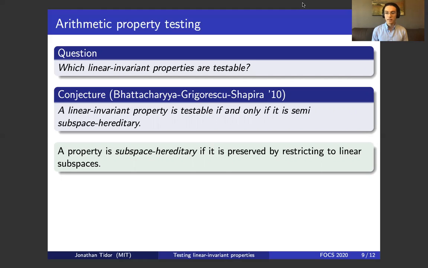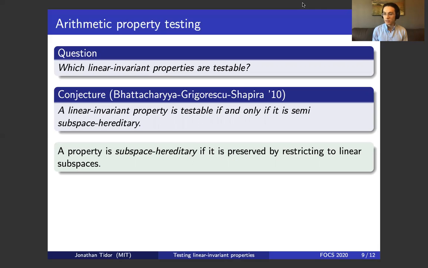A linear invariant property is subspace hereditary if it is preserved by restricting to linear subspaces. That is, if I have a function on a big vector space which satisfies the property, I take the restriction of that function to any smaller linear subspace, this restriction still satisfies the property. And then semi-subspace hereditary is a slight technical modification of this definition, which is necessary to make this conjecture true.